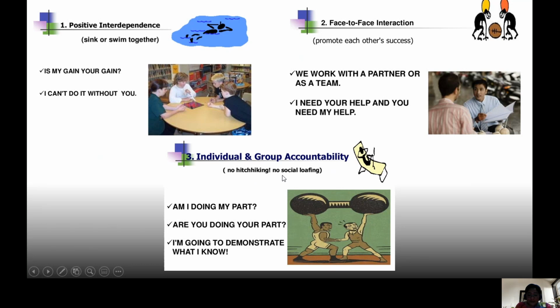No hitchhiking, no social loafing. So basically, am I doing my part? Are you doing your part? I'm going to demonstrate what I know. So individual and group accountability means each member or each individual of the group has their own part to play in the group we're in. They should do it in order for the group to be successful under certain group work or tasks that are assigned to do.